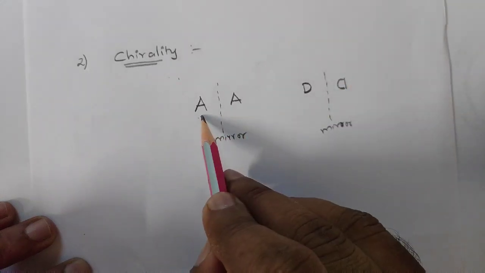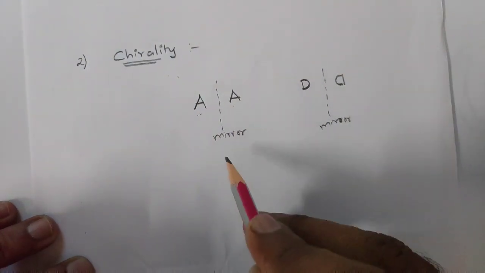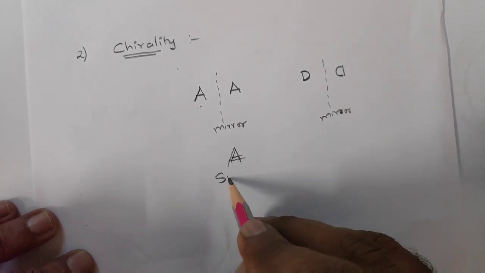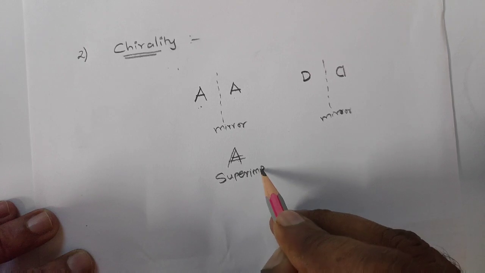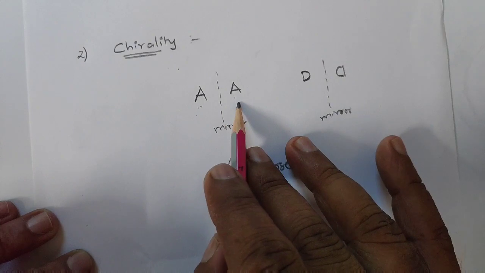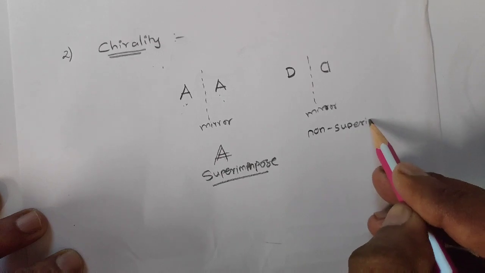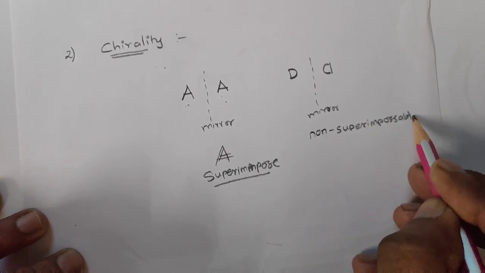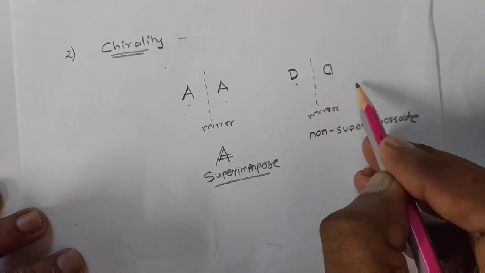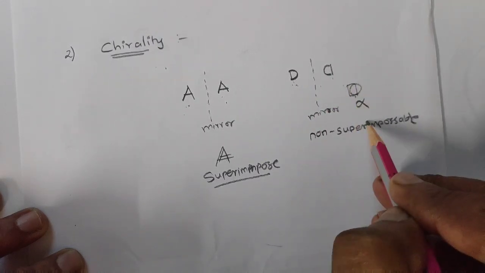Now this A, if I want to superimpose, means if I take this A and put it on A, you can see the image will be like this. It will easily superimpose on each other. Superimpose. It is possible, but in this case it is non-superimposable. If I keep this D on its mirror image, you will see one D is like this already on this side, and this D also I put like this, it means it is non-superimposable.